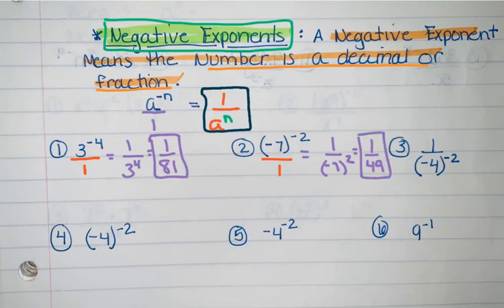Okay, we would also go the other way. So if our negative is on the denominator, we're going to flip it to the numerator. So this one would become negative 4 squared over 1. Okay, we don't actually need to keep the denominator as 1, but we can simplify negative 4 squared. So that would become a positive 16.